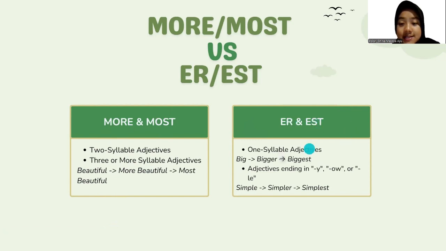Now, er or est. The requirement for er or est is for one-syllable adjectives. For example, like big, tall, short. Here we have big, bigger, or biggest. Now the second requirement is the adjective must end in y, o, w, or even le. For example, simple, simpler, or simplest, the very common one. Or maybe tiny, tinier, or tiniest, like that.